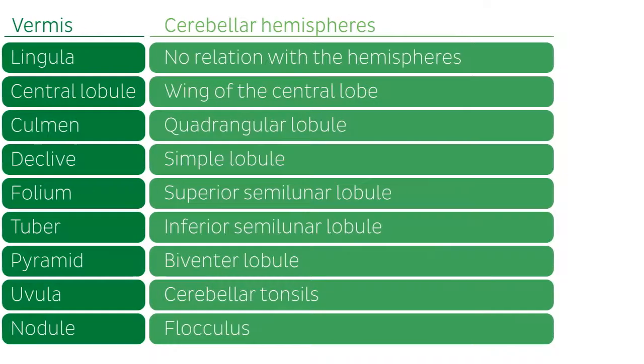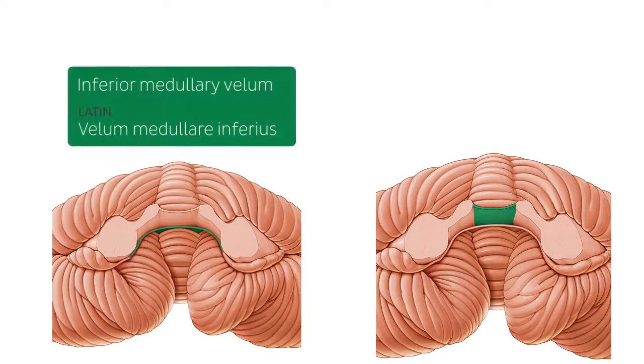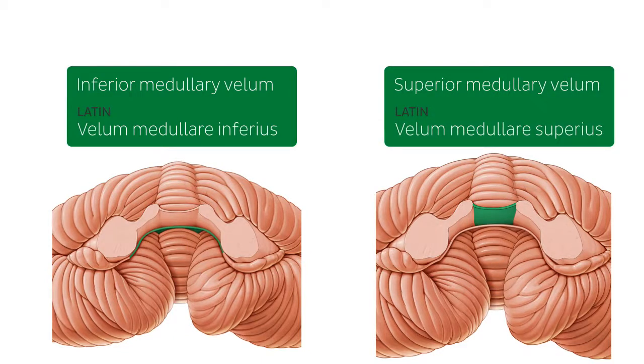And before we end this tutorial, let's take a look at two other structures that we see near the cerebellum. And these are, here on the left side, the inferior medullary velum, and on the image on the right side, the superior medullary velum. These structures form the roof of the fourth ventricle. So in this tutorial, we covered the connections and the external surface of the cerebellum. In another tutorial, we will discuss the white matter and the nuclei of the cerebellum.